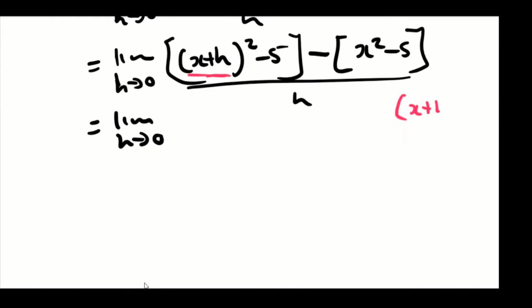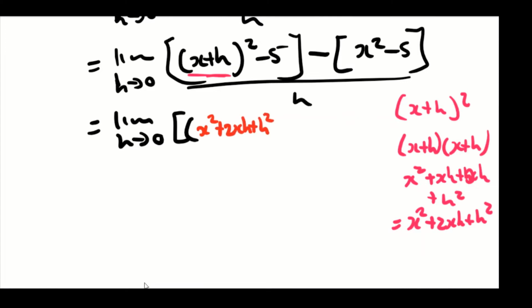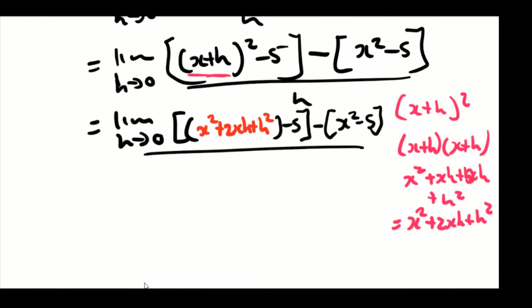So we're having x plus h squared, which is x plus h, x plus h. I think you already know this. x squared plus xh plus xh plus h squared, which is equal to x squared plus 2xh plus h squared. So I'm just going to write that down. It's going to be x squared plus 2xh plus h squared, right? And then close brackets, minus 5, minus x squared minus 5, divided by h, right?